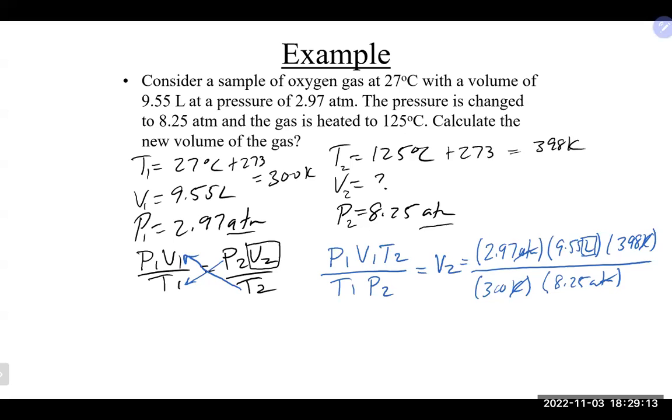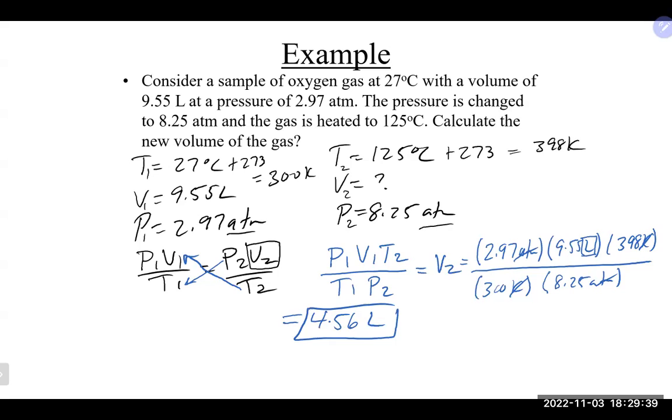So we're going to take 2.97 times 9.55 and times 398. We're then going to divide it by 300, hit equals, and divide it by 8.25. That's going to give us, we'll call it, 4.56 in terms of our volume. That will be in liters.